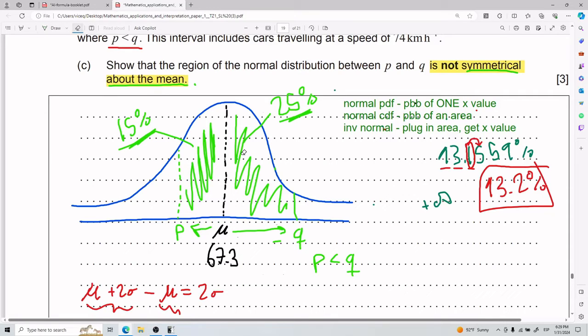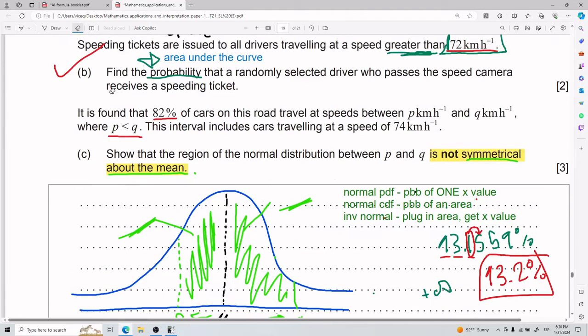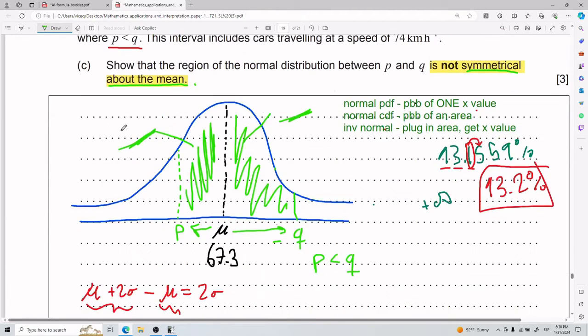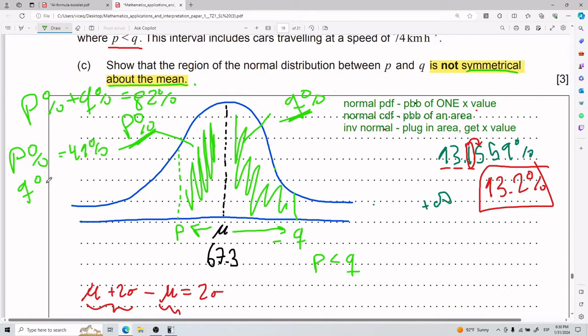Okay, now you know one key important piece of information. See, so one key important piece of information is that you know that the area between P and Q is 82%. Okay, so you know that, whatever, I'm just gonna say P percent, okay, and Q percent. Yeah. So you know that P percent plus Q percent is 82%. Okay. And so if it were symmetrical, then that means that P percent equals half of that, so 41, and that Q percent equals half of that, which is 41% as well. See? So this is a case where it is symmetrical.